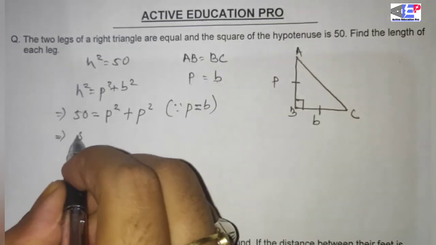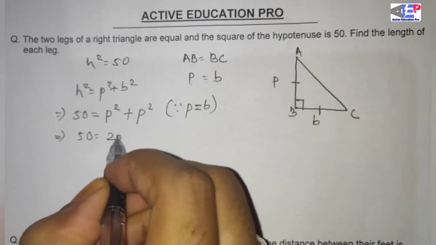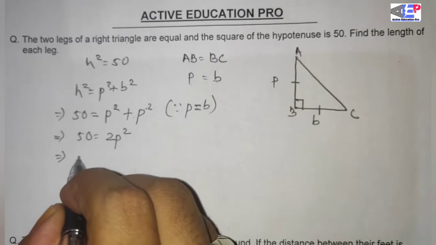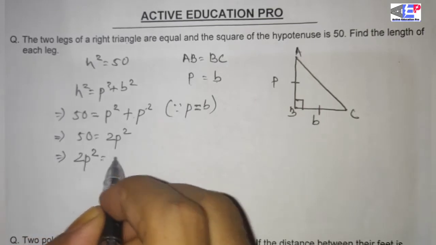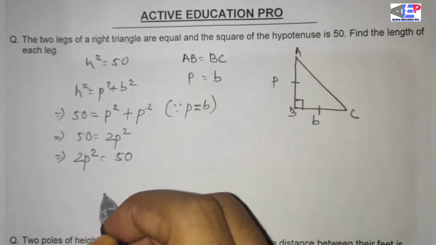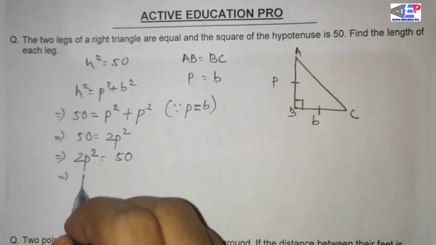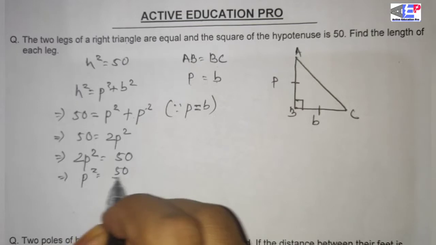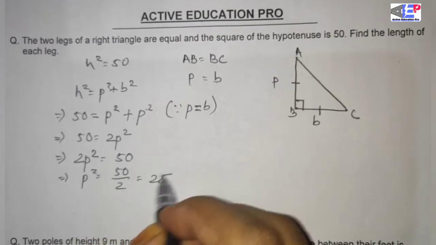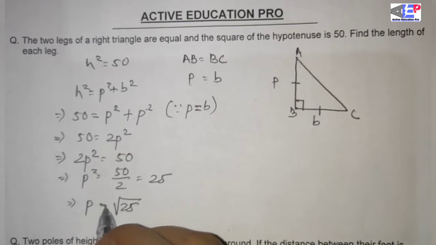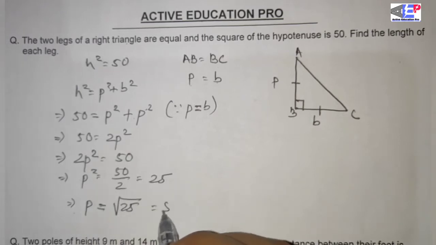And now solve this. 50 is equal to 2p square. P square plus p square is 2p square, and interchange their position. And now p square is 50 by 2, which is equal to 25, and p is the square root of 25, which is equal to 5.